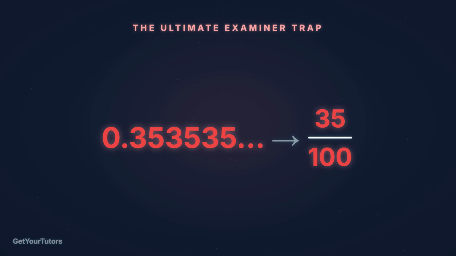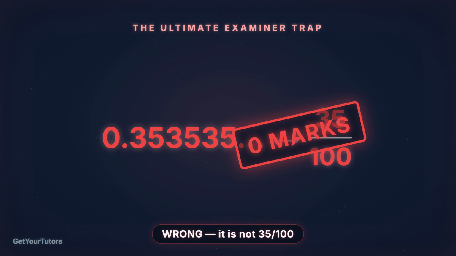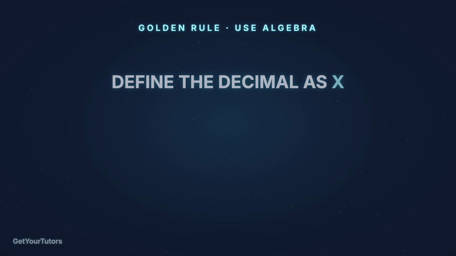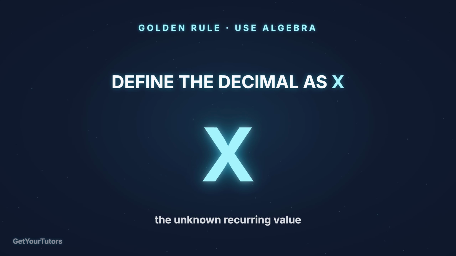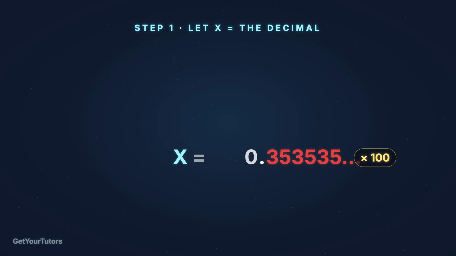The ultimate examiner trap is converting this into 35 over 100. This is mathematically incorrect and triggers a 0 mark stamp instantly. To find the true exact fraction, you must strictly use algebra. Step 1. Define the unknown recurring decimal as x on your paper. So x equals 0.3535, repeating forever.